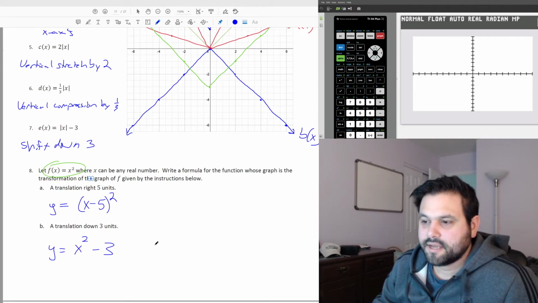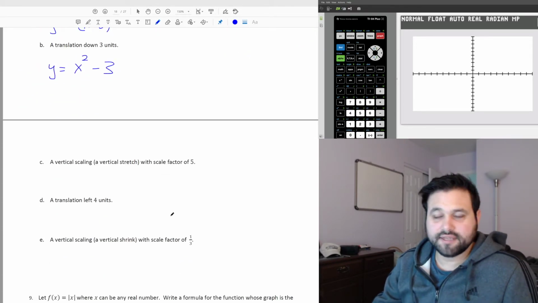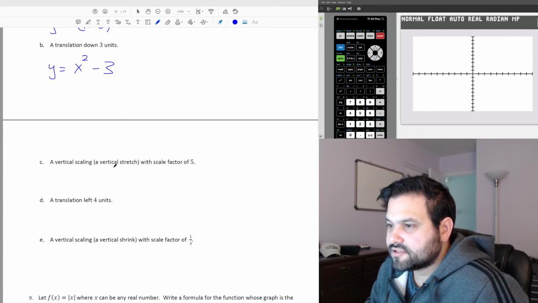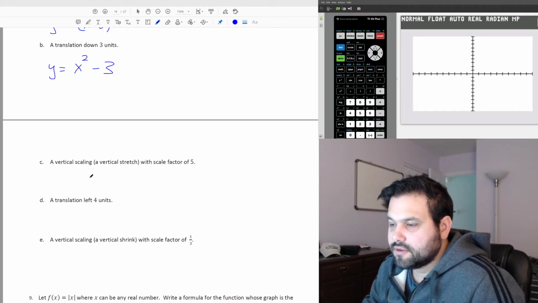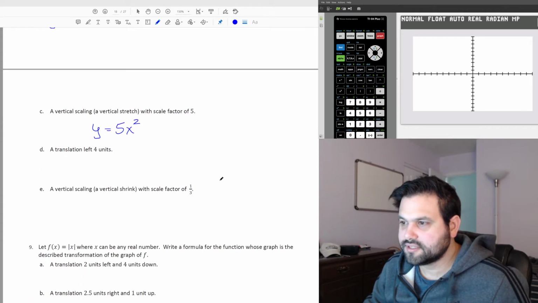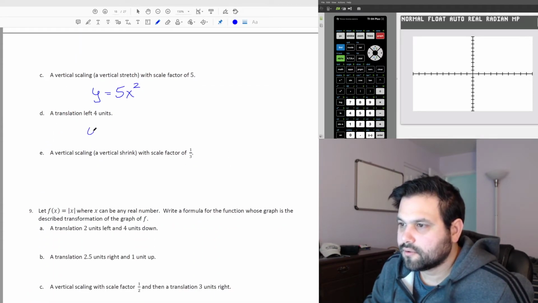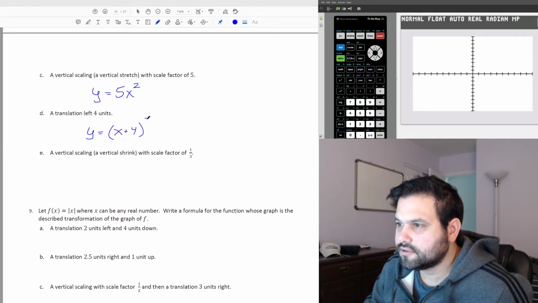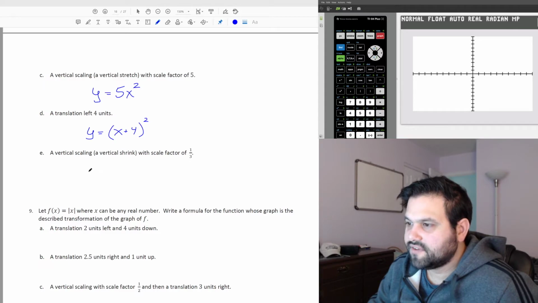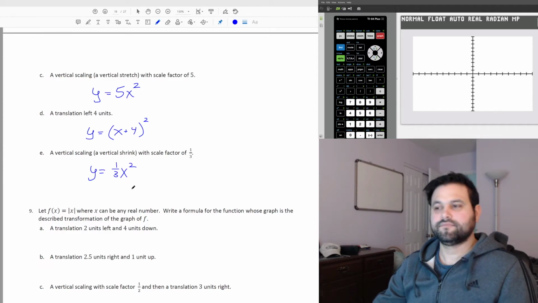Okay? Go ahead and try the rest, and then check with me after you've done it. So a vertical scaling, a vertical stretch by a factor of 5 means I have y equals 5x squared. And then to the left 4 units, y equals (x plus 4) squared. So I got that inside the squared function. And a factor of 1/3 vertically, 1/3 x squared. Okay.